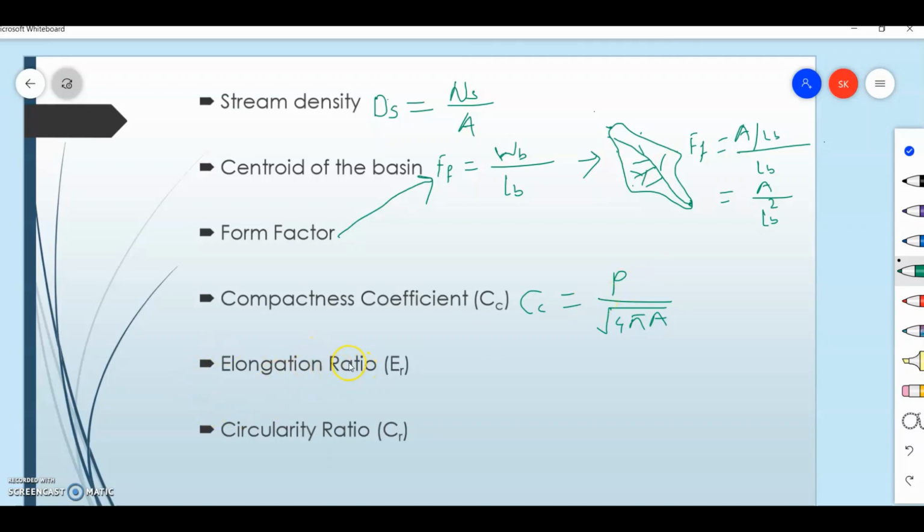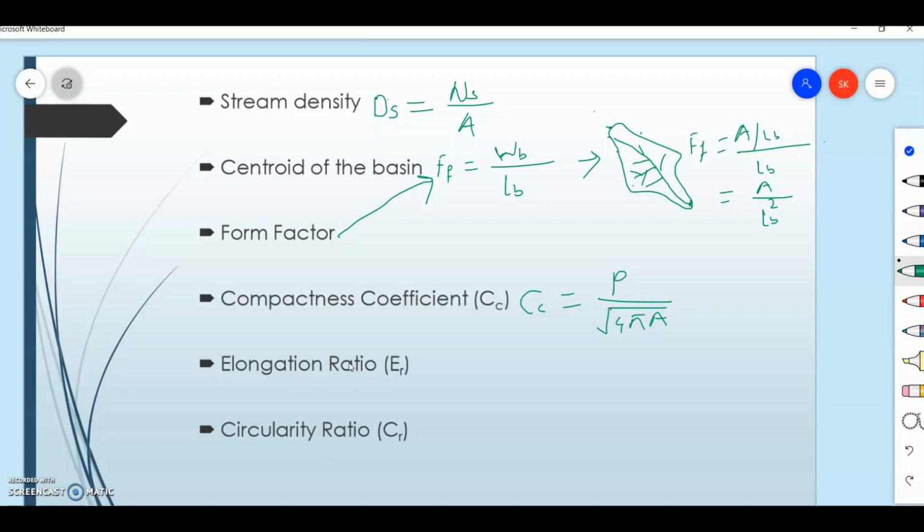The next term is elongation ratio. Whatever we are discussing right now gives us the geomorphological characteristics. All these terms, elongation ratio, circulatory ratio, compactness coefficient, form factor, stream density, indicate the geomorphological characteristics of the watershed. From the compactness coefficient we can understand how compact it is, but from elongation ratio we also get an idea. The formula for the elongation ratio is the ratio of the diameter of the circle of the same area as the basin to the maximum length of the basin.